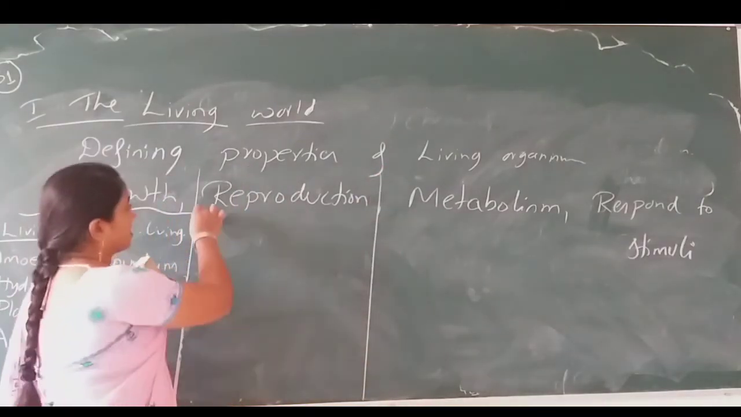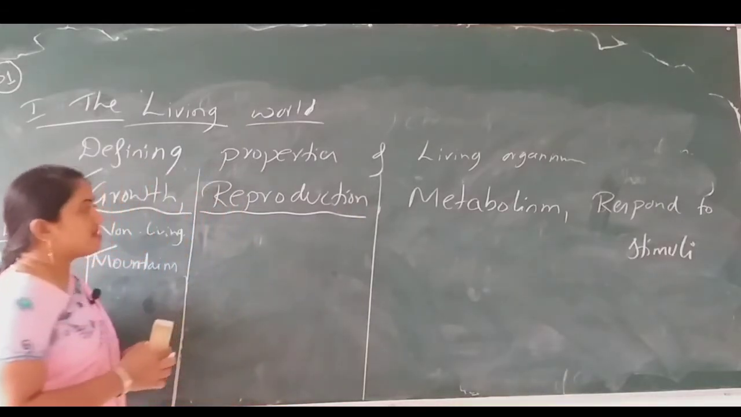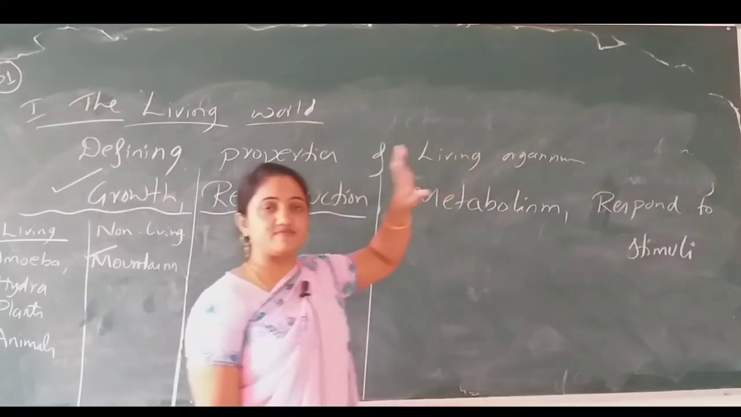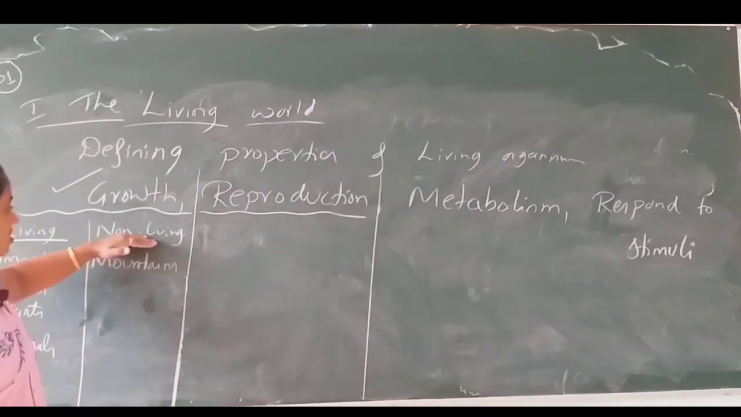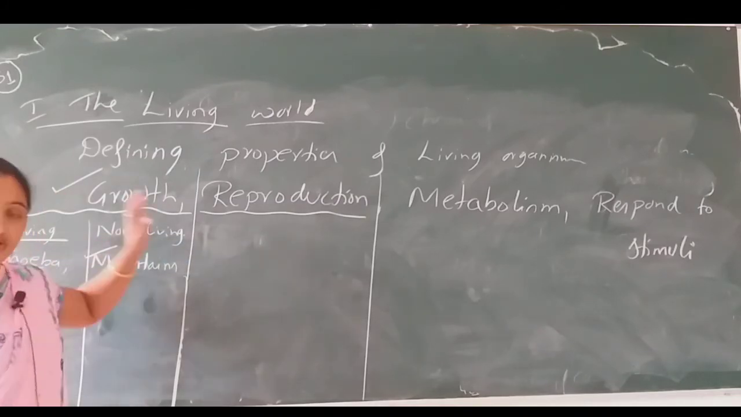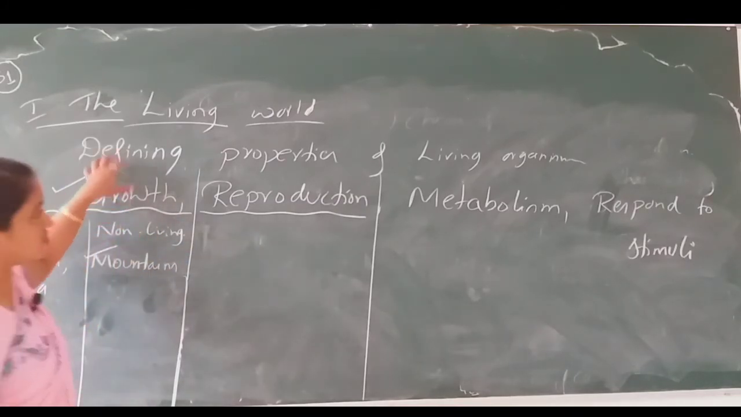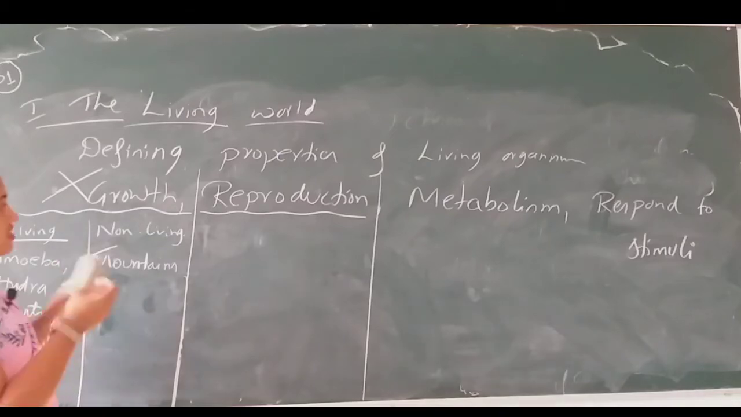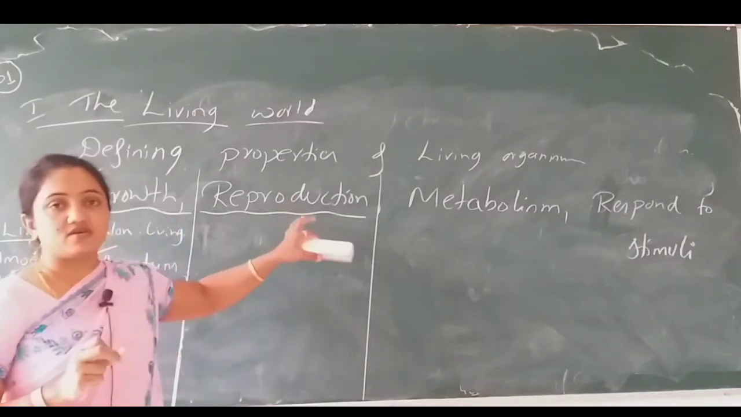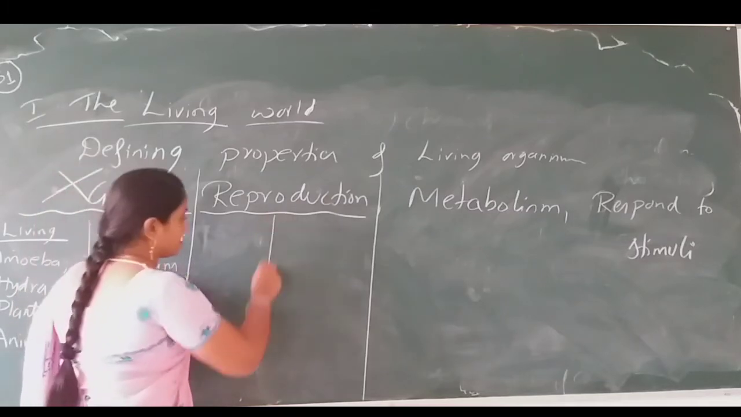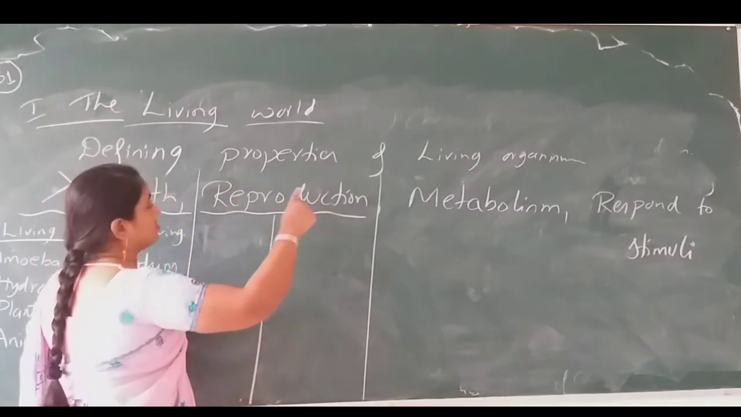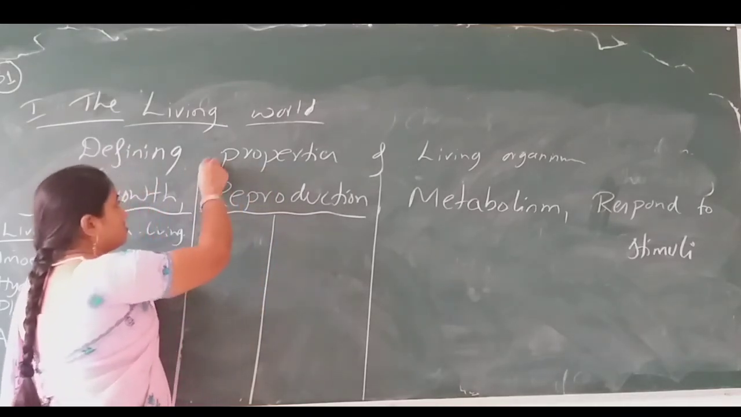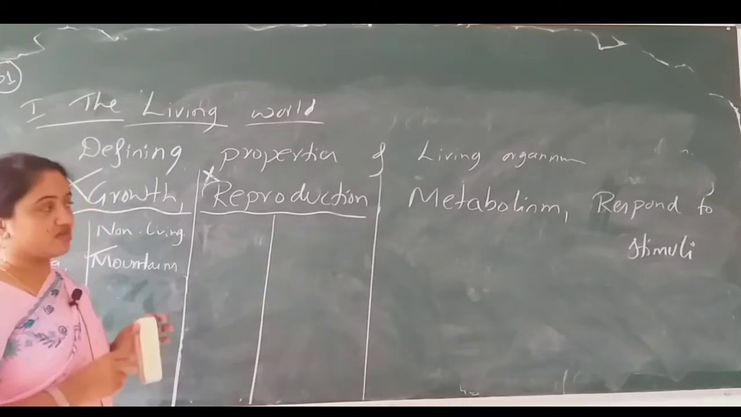Now coming to reproduction, do you think reproduction takes place only in living organisms? I have told you that non-living things like mountains also grow. That's why we cannot put this property under living organisms. This is not the defining property, right? How do you define reproduction, whether it comes under the defining properties of living organisms? No, this is also not a defining property of living organisms.